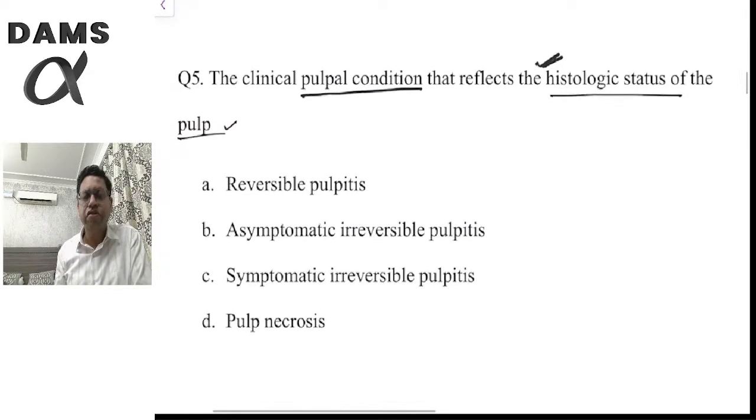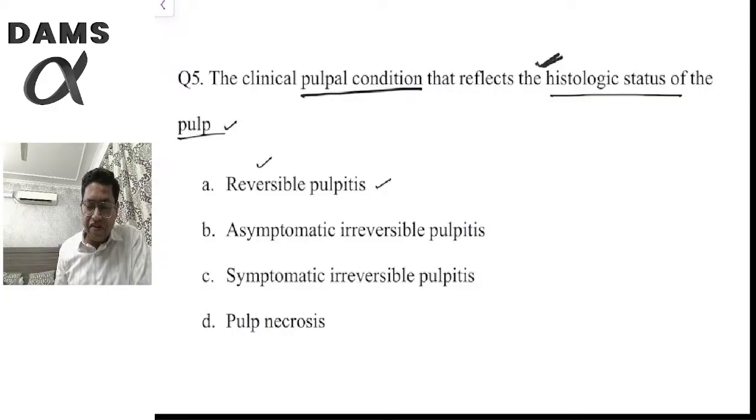Reversible pulpitis. What is reversible pulpitis? Reversible, as the name indicates, the patient complains of pain of short duration from a stimulus, usually a cold stimulus. Couple of seconds the pain is there. But we cannot have any idea about what is the actual histological status of the pulp from this clinical diagnosis.